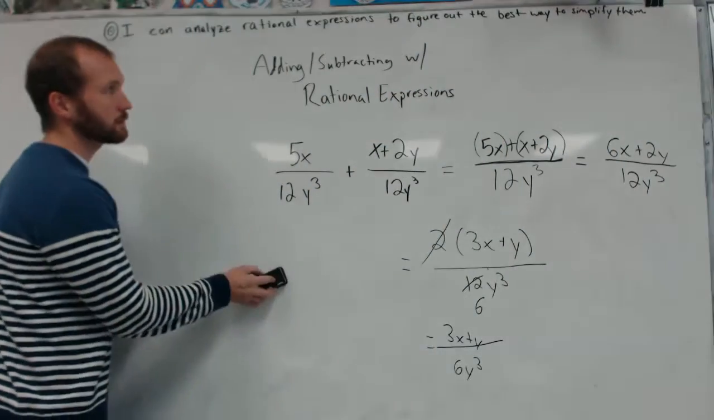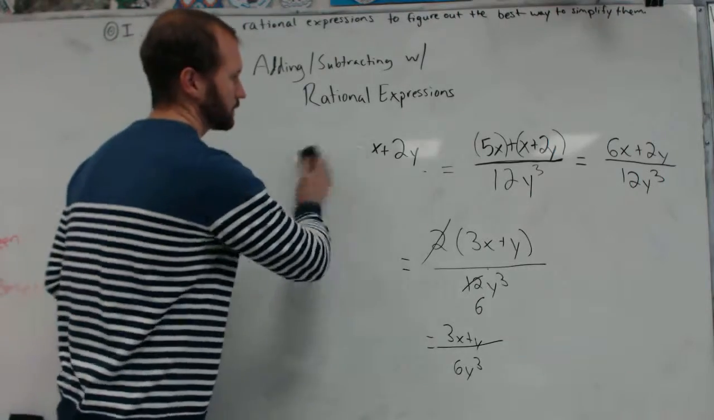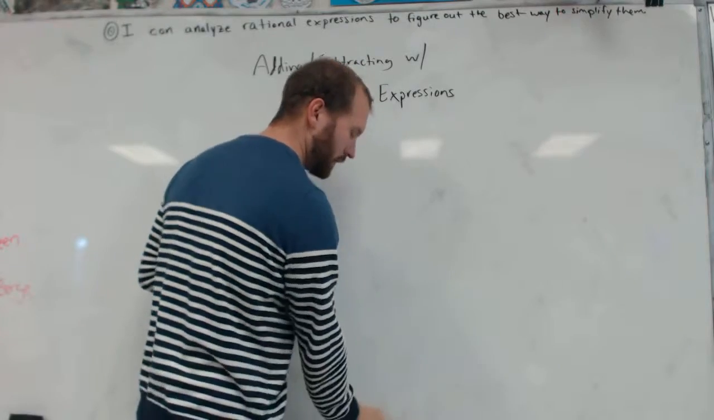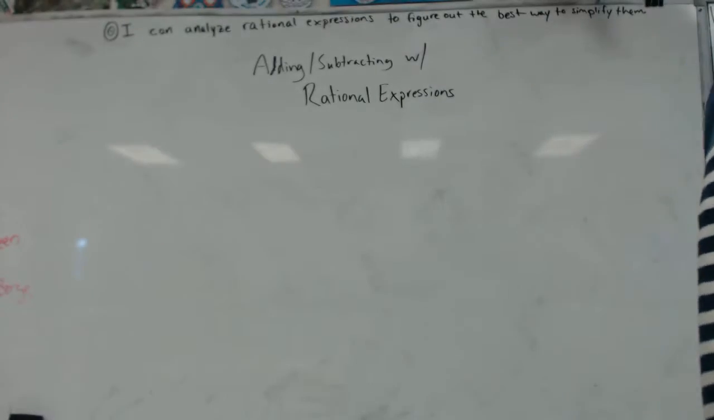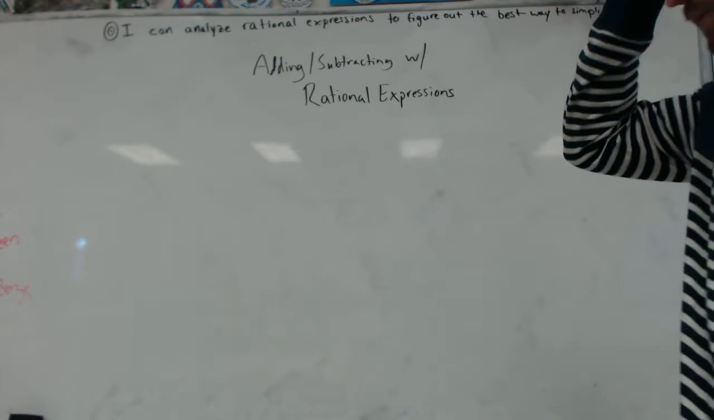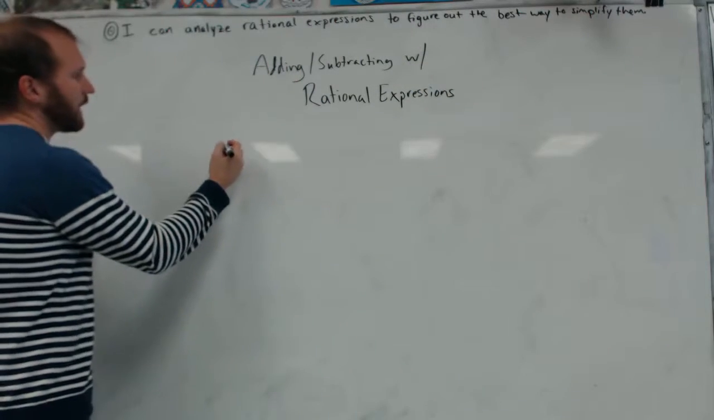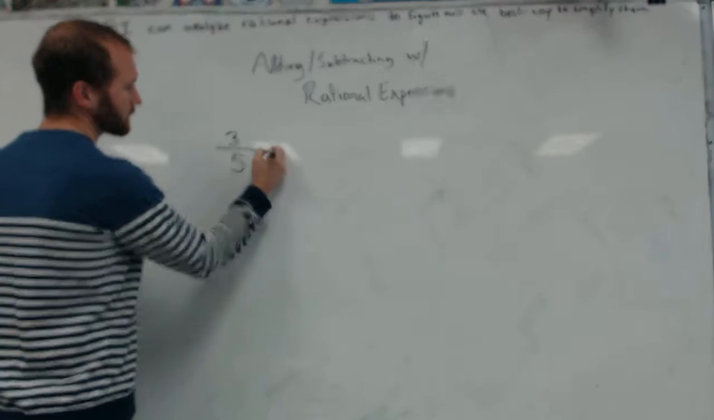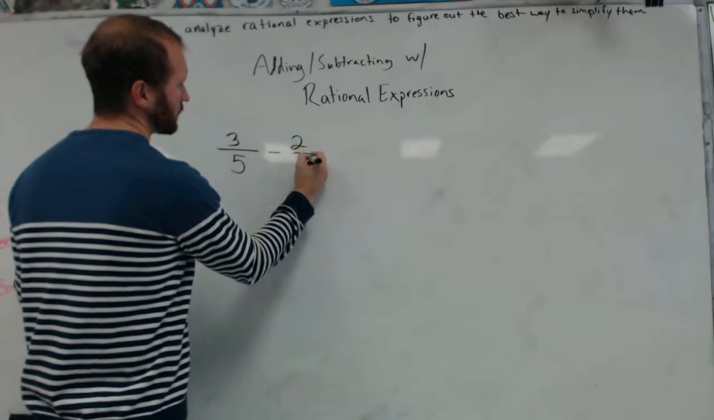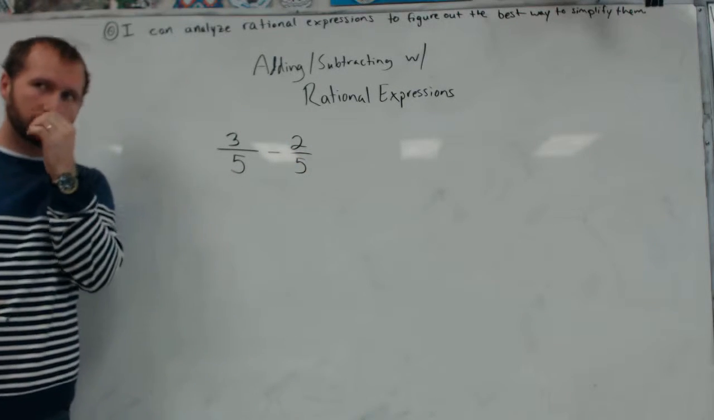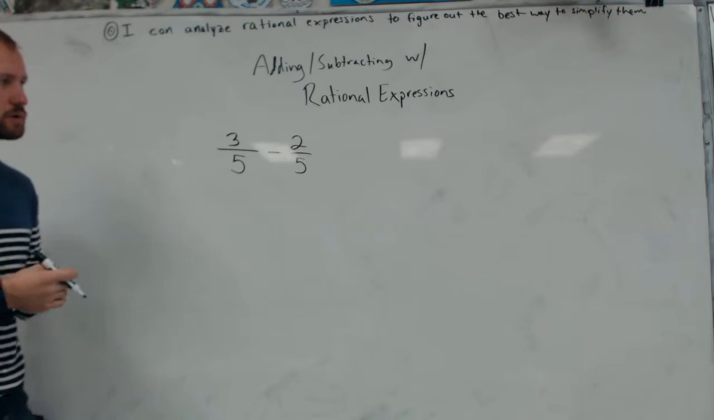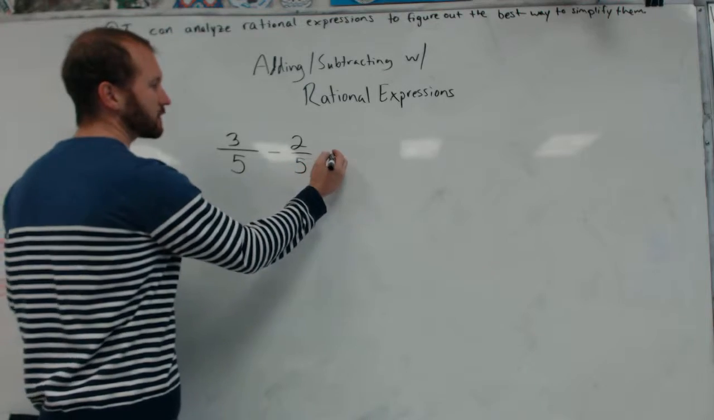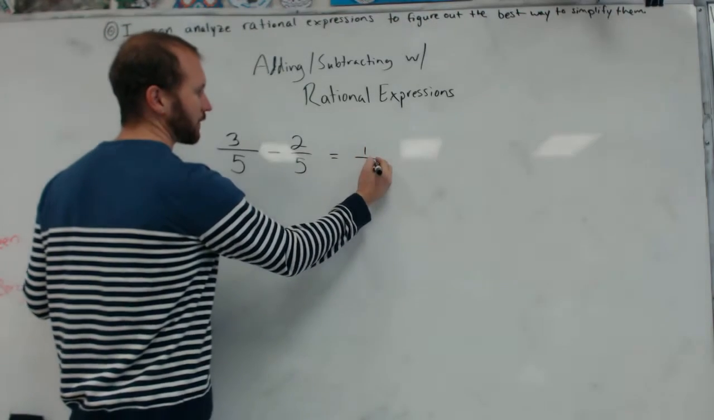All right. Can I erase this? This only gets a little trickier if we have subtraction. So let me do a simpler example first. If I had something like 3/5 minus 2/5, I'm going to do sort of a weird illustration here. We all know that 3/5 minus 2/5 is 1/5, right?